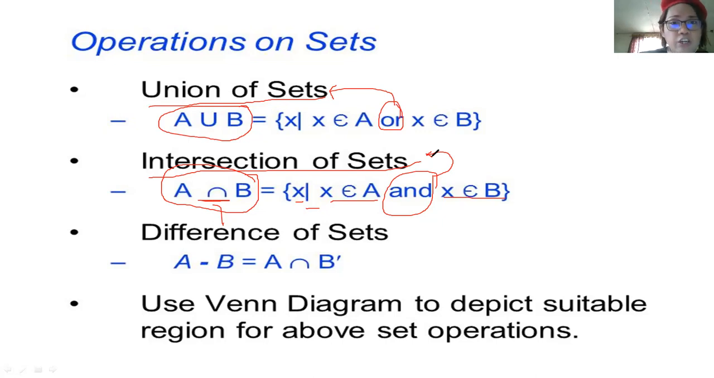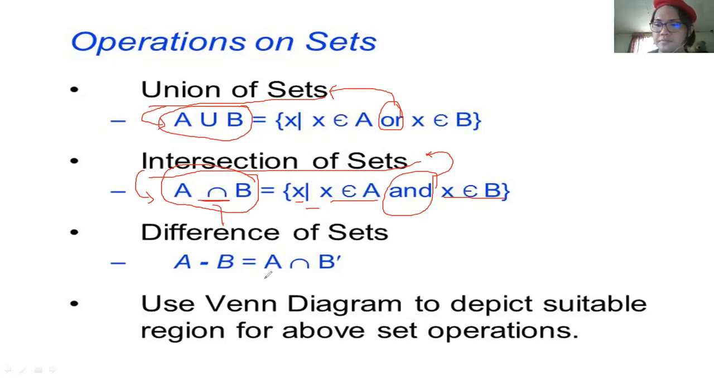Again, union has this symbol and is represented by the preposition or. Intersection of sets can be represented by this symbol and can also be described using the preposition and. So if you encounter the word and, that means intersection. If you encounter the word or, then that means union. Do not forget that one and also their symbols.